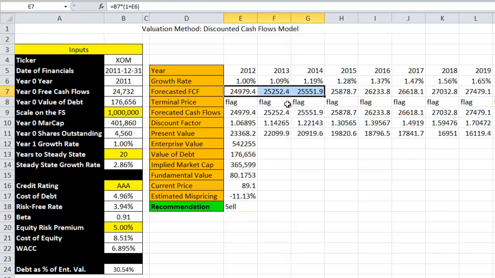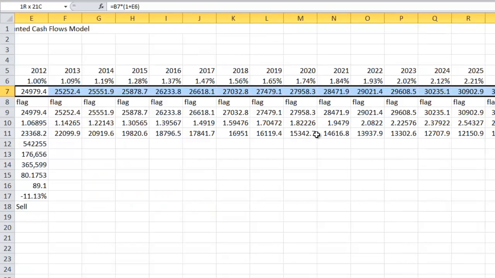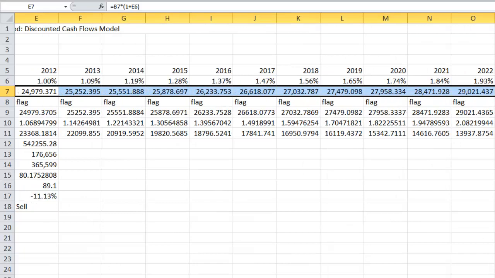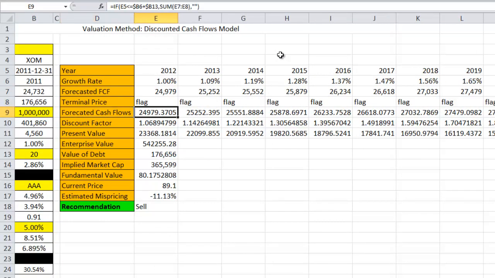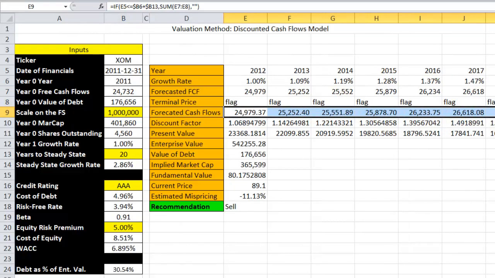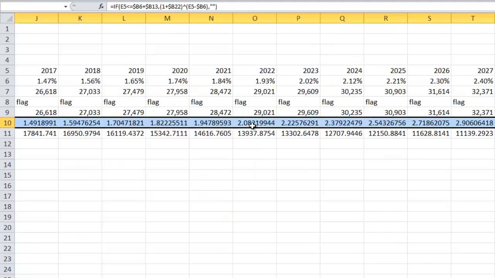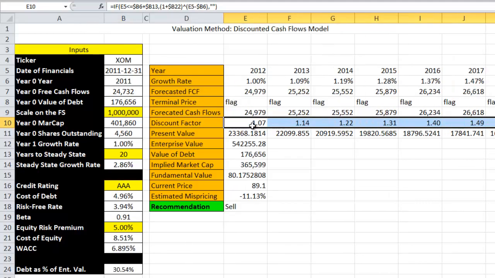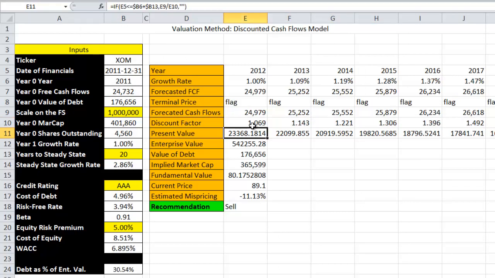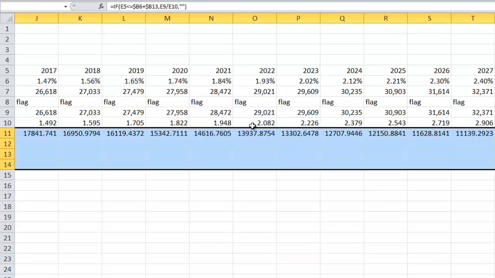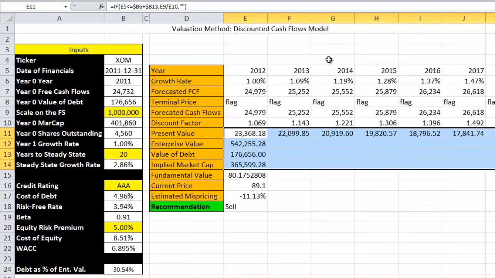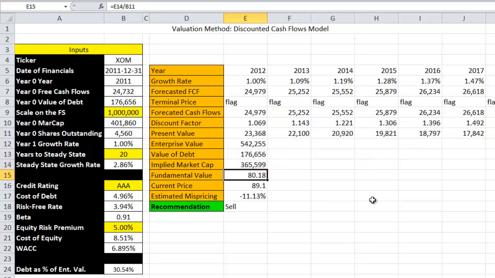Any of these large numbers, we're just going to put them comma separated with no decimals. So let's comma separate those with no decimals. And let's do the same thing with cash flows here, comma separated with no decimals. For the discount factor, let's just make it comma separated with 3 decimals. For the present value, enterprise value, value of debt, implied markup, all of that, let's make it comma separated with no decimals. But then for the fundamental value, let's make that comma separated with 2 decimals. Same thing with the current price.